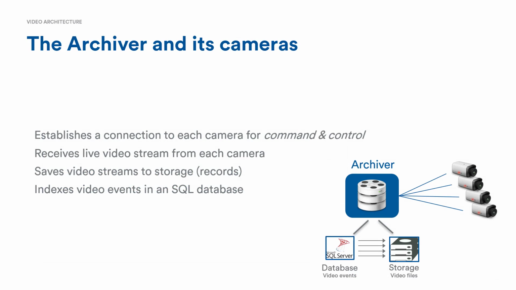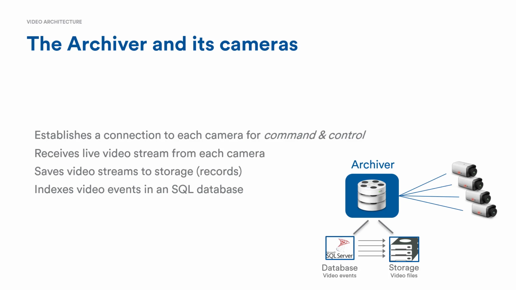The archiver and its cameras. The archiver, one of the critical roles to manage video, reaches out and connects over TCP to each one of its assigned cameras for the purpose of exercising command and control. It receives live video streams from each camera, it saves the video frames to its storage, or it archives or records video, and it indexes video events in its SQL database.